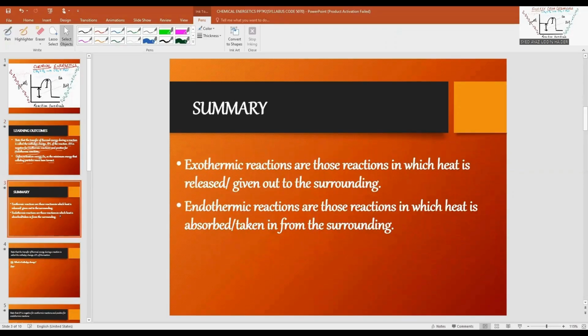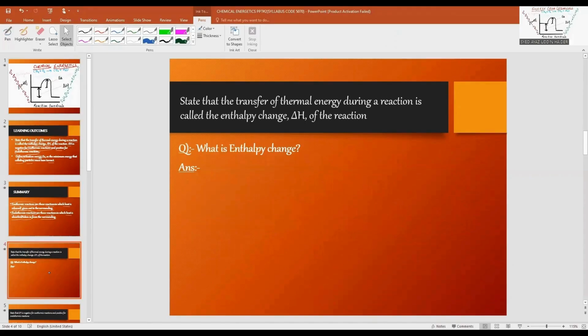Here's a summary of the last lesson. Exothermic reactions are those reactions in which heat is released, given out to the surrounding. Endothermic reactions are those reactions in which heat is absorbed or taken in from the surrounding. What is enthalpy change? It is the amount of heat released or taken in by a reaction, or the amount of energy change between the reactants and products.